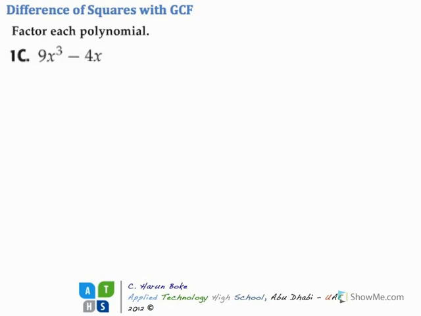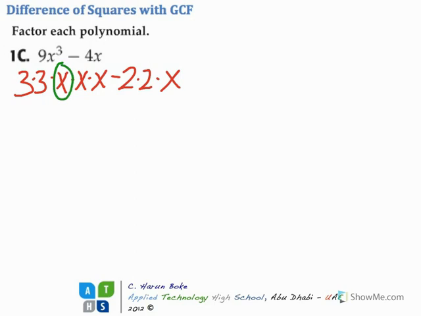Now in this example we have 9x cubed minus 4x. Well, this doesn't seem like a difference of squares, but actually there is a difference of squares in this expression. We just need to factor the polynomials and then take the greatest common factor out. Let's see. For 9x cubed we have 3 times 3 times x times x times x, and for 4x we have 2 times 2 times x. Now, if we find the common factors, we see that we only have x in common.